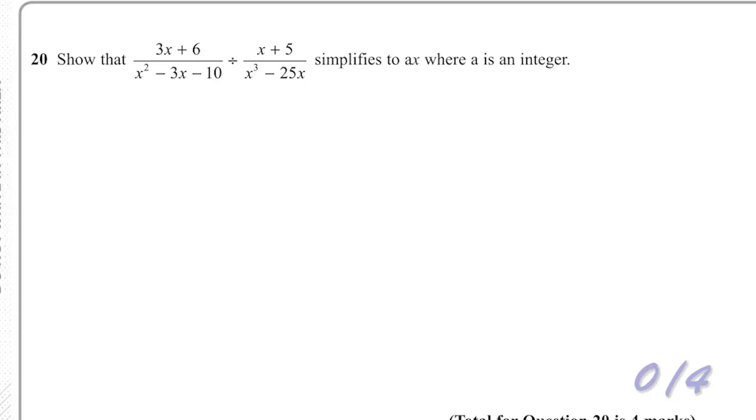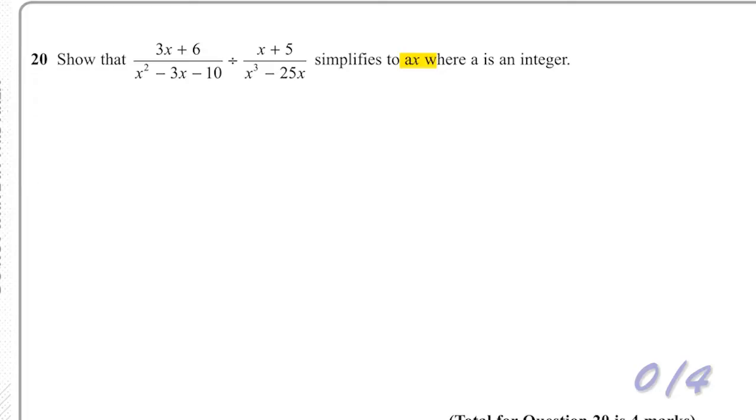Okay, question 20. Some pretty hardcore algebra going on in here. We have to show that all of that simplifies to ax, where a is an integer, so we just simplify to some multiple of x. If you're simplifying algebraic fractions, what you want to do is factorize everything, and you can expect some of those brackets to just cancel out. We'll have some of the same on the top and on the bottom. So let's have a look.